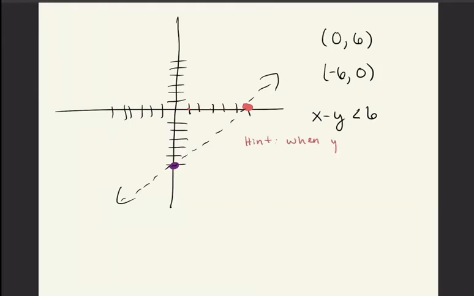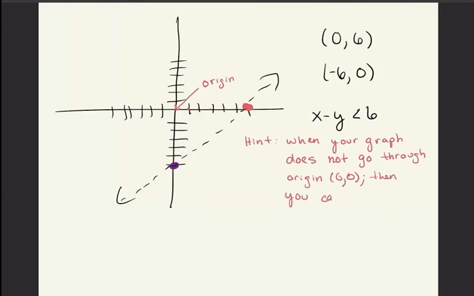When your graph does not go through the origin, which is 0, 0, which would be right there, then you can use the origin, which is 0, 0, as a testing point. So is our line going through the origin?